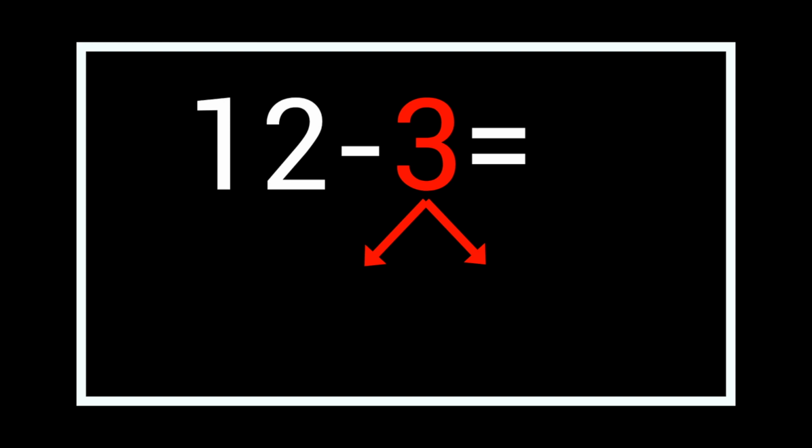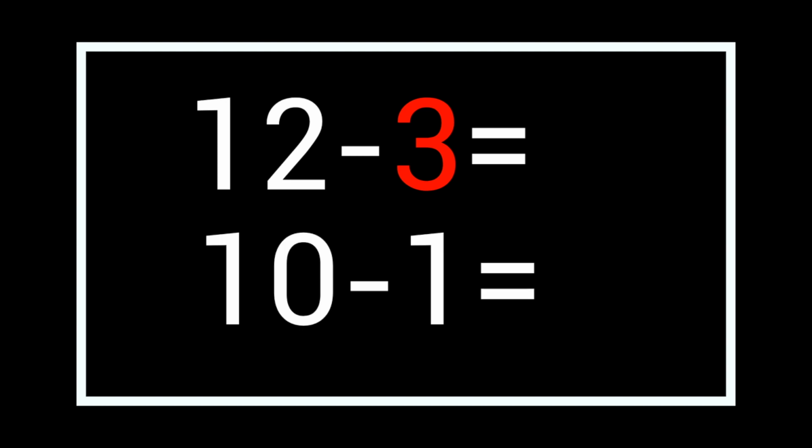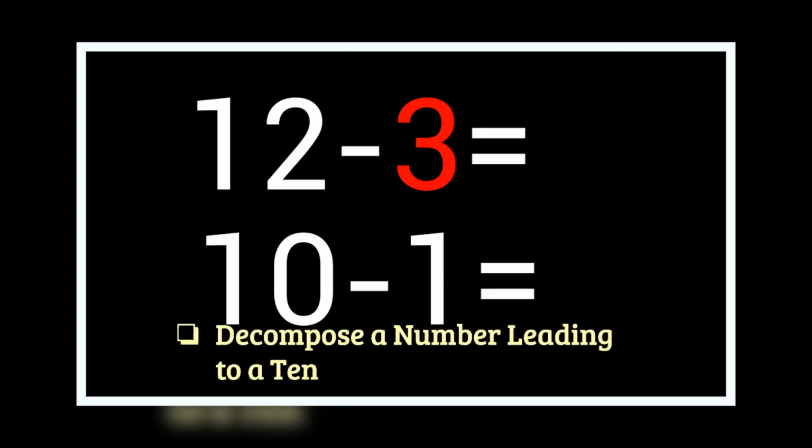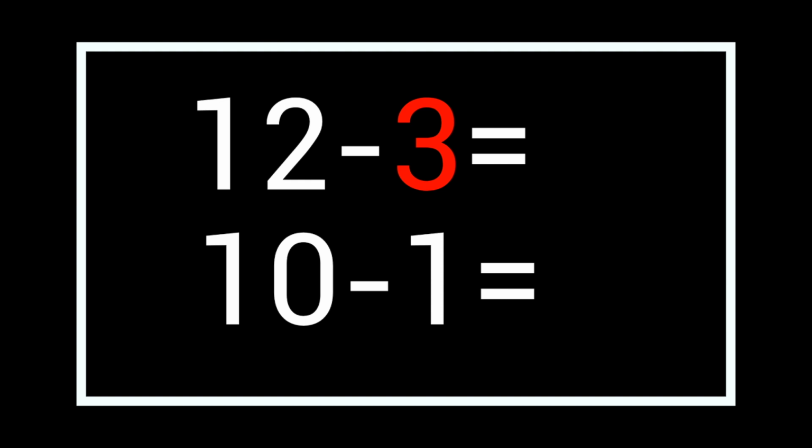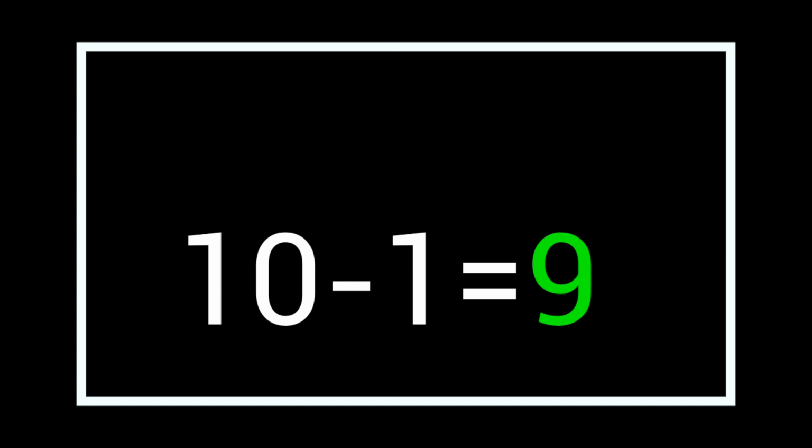Perfect. Now let's decompose this 3 so we can grab that 2. We'll have 1 left over because 2 and 1 make up this 3. Wow, we just made that way easier by decomposing a number to lead to a 10. Now we're ready to solve it. What's 10 minus 1? That's right, it's 9.